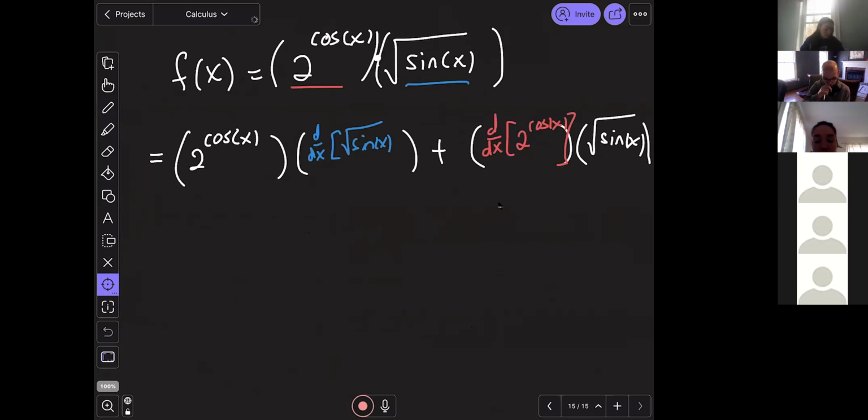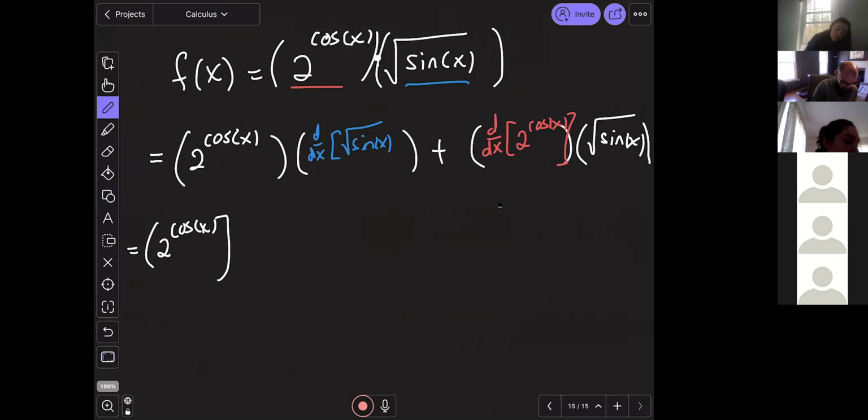I think it's going to be to your benefit to not have to do that. If you can start doing chain rule without writing those out, you'll be in a little bit better shape, in my opinion, because things are going to get pretty messy when you have lots of F's and G's floating around. So going down a step further, this is 2 to the cosine x. I'm going to take the derivative of square root of sine x.